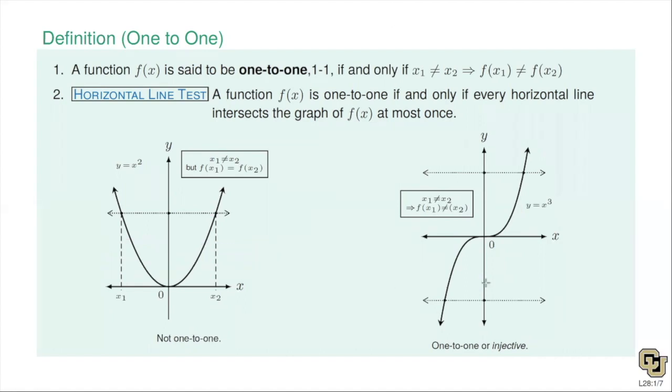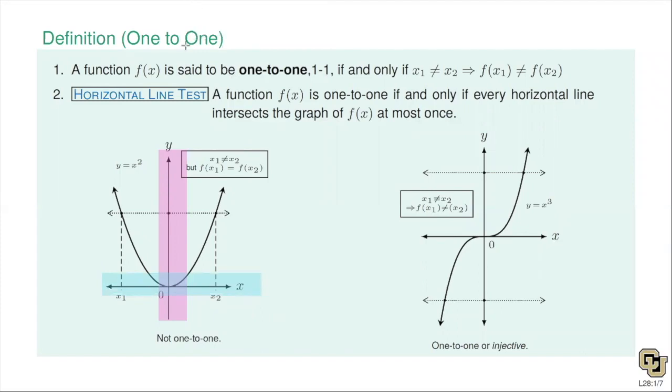So here for x cubed, any horizontal line I draw will at most cross it once. If it at most crosses it once, then it is one-to-one. And why do we care about one-to-one? Because in a moment, we're going to reverse the input-output relationship. In a moment, I'm going to ask, is it possible for me to treat the range elements as the inputs and the domain elements as the outputs?